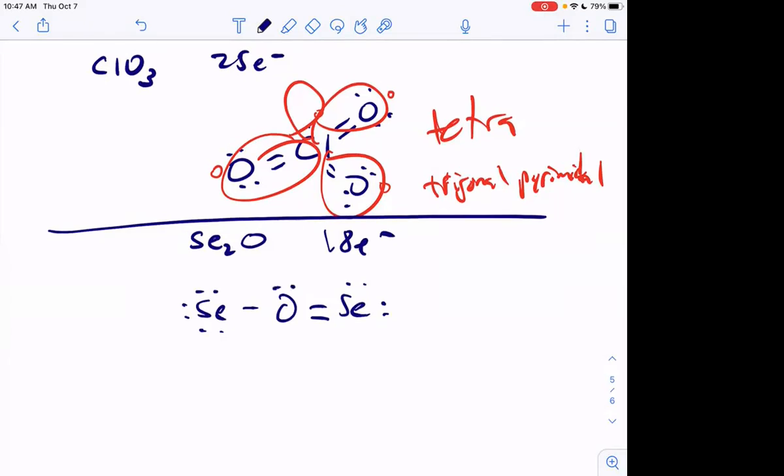Now the problem is what? Selenium's formal charge here is -1, right? Oxygen's is what? 2, 3, 4, +1, right? And selenium 0. Well, oxygen's more electronegative. Also, if we take selenium, we can actually expand the octet if we need to, which is ultimately what the correct structure will be.